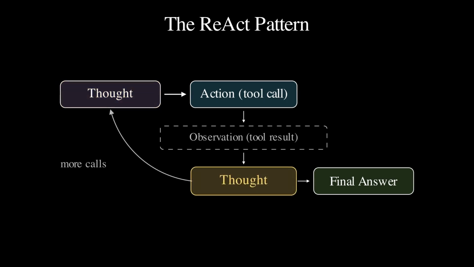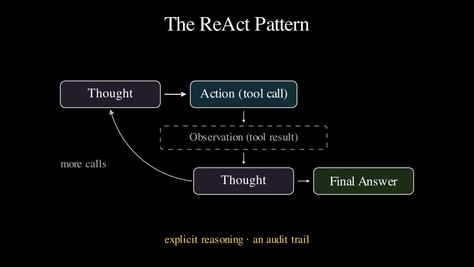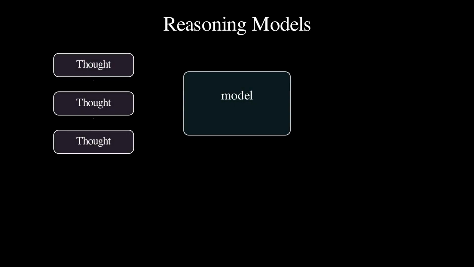The explicit thought step does 2 things. It conditions each action on intermediate reasoning rather than jumping straight from context to action, and it leaves an audit trail. By reading the thoughts, you can understand exactly why the agent made each call. The ReAct pattern writes the thought into the transcript.